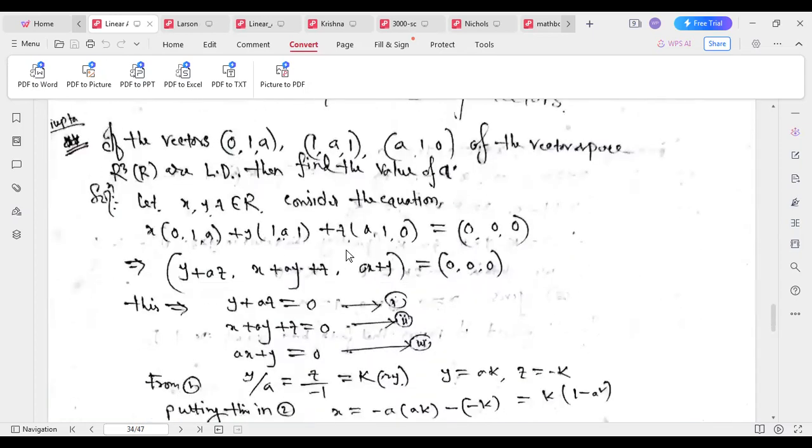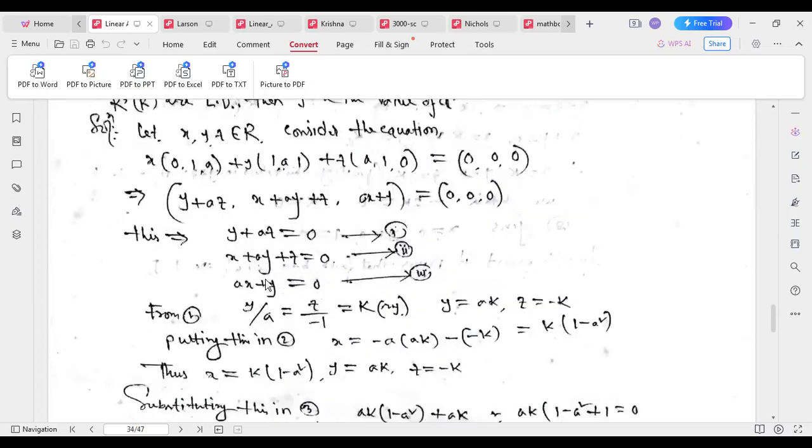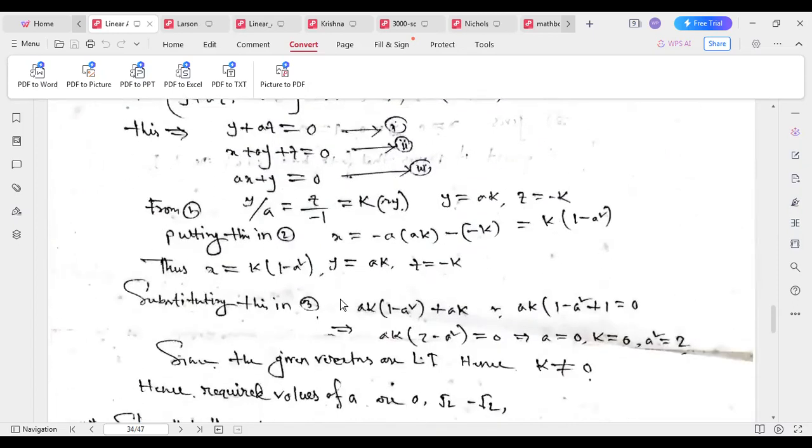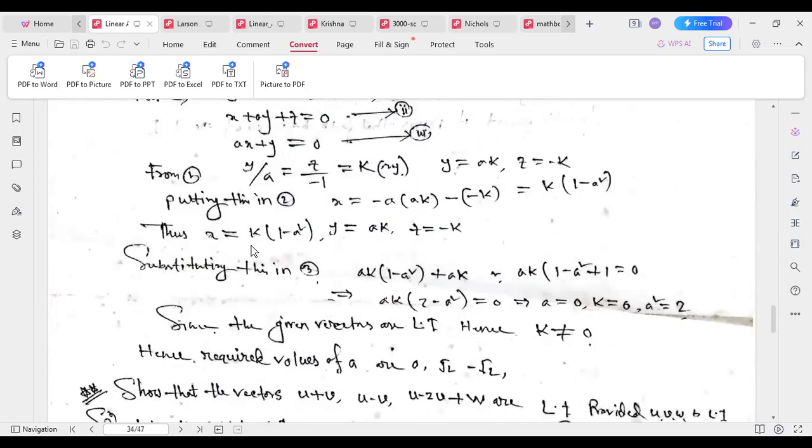Similarly, another example: if these vectors in the vector space R3 are linearly dependent, find the value of a. Suppose x, y, z are scalars belonging to R. Consider this can be written as a linear combination of this. So we can form 3 equations. Just solving, we can find the value of k.